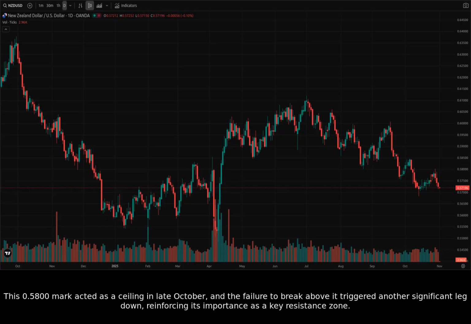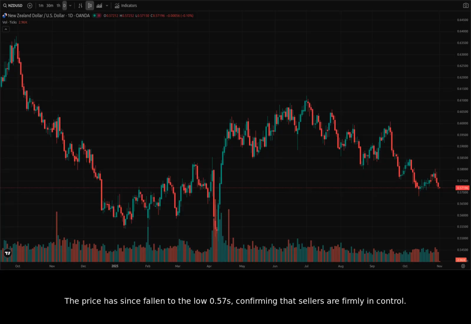This 0.5800 mark acted as a ceiling in late October, and the failure to break above it triggered another significant leg down, reinforcing its importance as a key resistance zone. The price has since fallen to the low 0.57s, confirming that sellers are firmly in control.